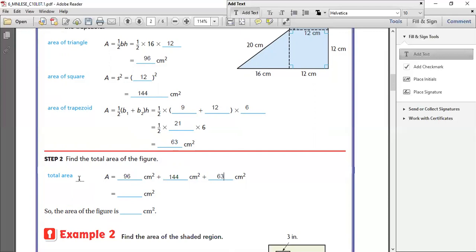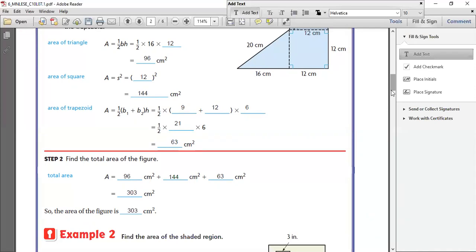So how much is 96 plus 144? Come on, that's mental math. You need to be fast. So 96 plus 144 is going to give you how much? Found out or not yet? I can see you are writing and then solving it. It's 240. Then 240 plus you will add the 63. So that's going to give you 303 square centimeter. So the area of the figure is 303 square centimeter.